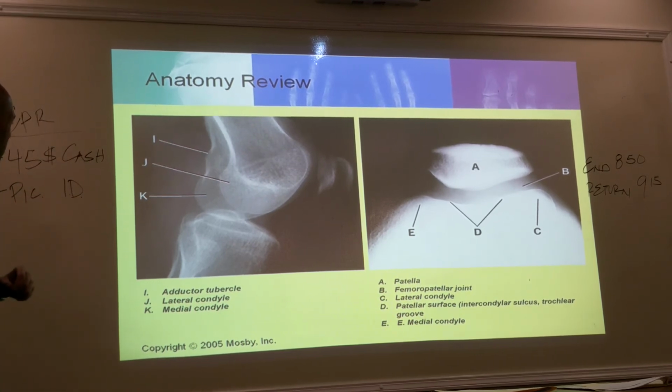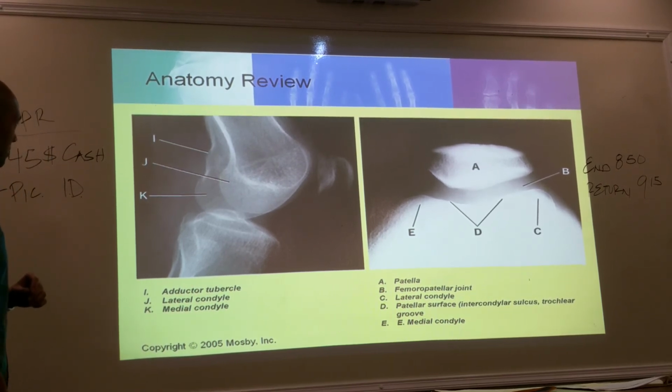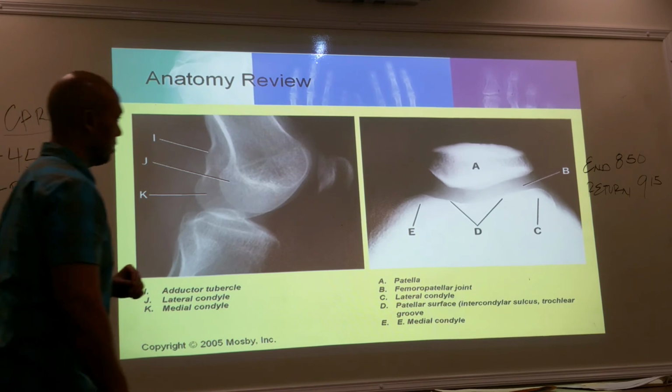I is going to be the adductor tubercle, again, where there's going to be another ligament attachment. So that's your adductor tubercle.